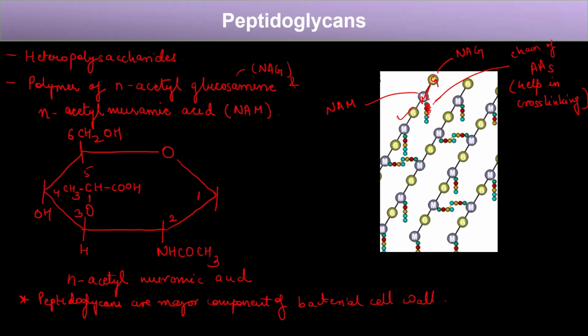So this is about the peptidoglycan, and again, it is also what? It is a structural polysaccharide. Why? Because it is present in the structure, right? It is present in the bacterial cell wall.